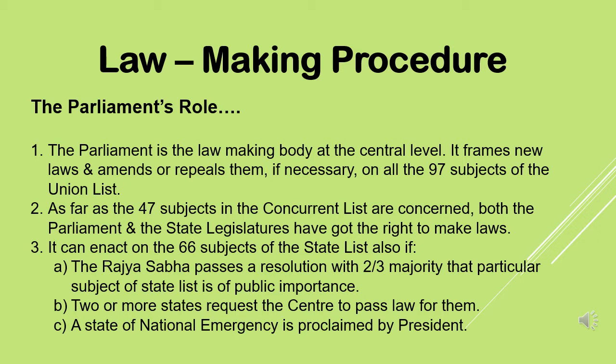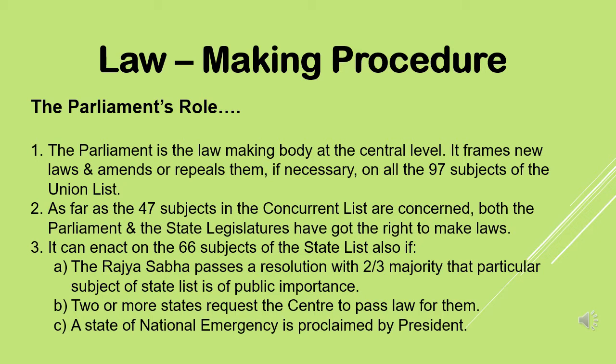Now our next topic is lawmaking procedure. How the laws are formed. Now what's the role of parliament in this? The parliament is the law-making body at the central level. For the union government, Parliament frames new laws, amends or repeals them. Amends means that it makes changes in those laws, and Parliament can even repeal the laws if necessary. Parliament can do it for all the 97 subjects of the union list.